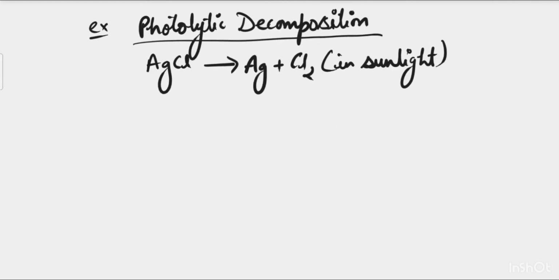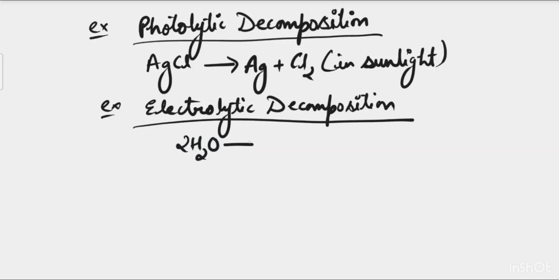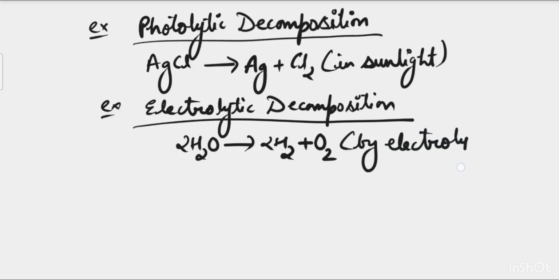We can take one more example, electrolytic decomposition. Two H2O to form 2H2 plus O2 by electrolysis. These reactions need heat, light, or electricity.